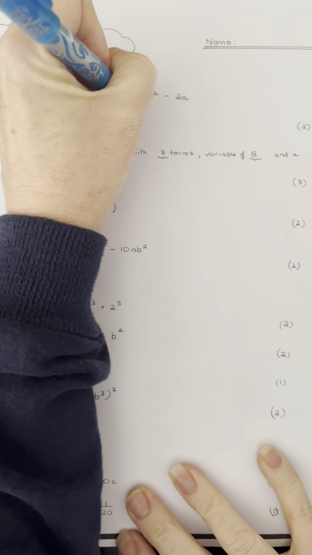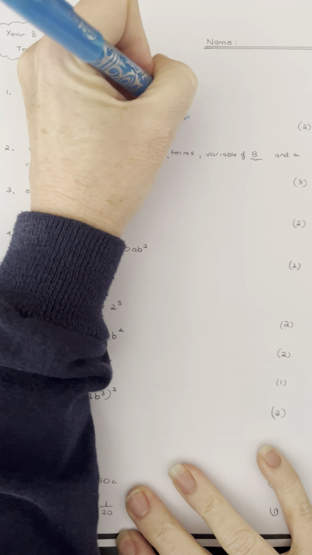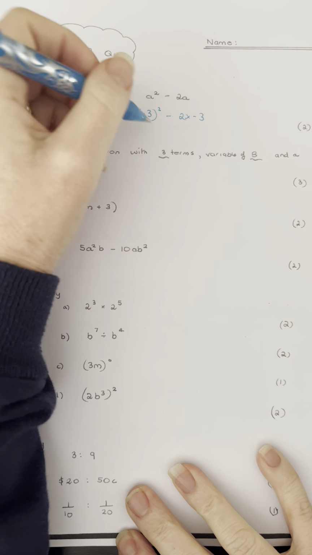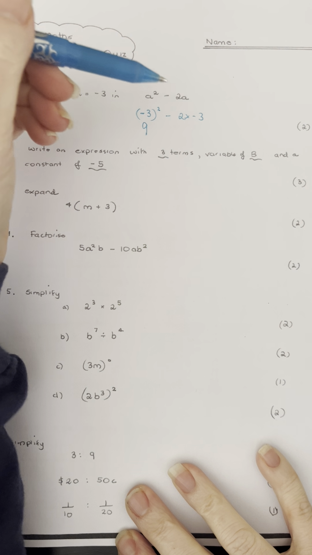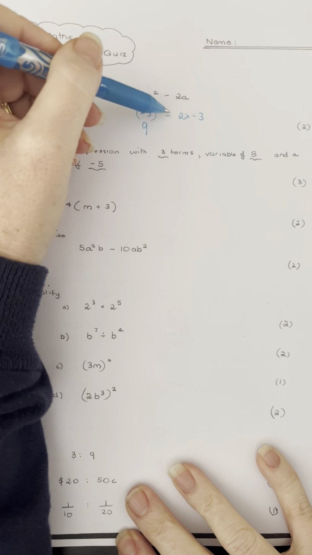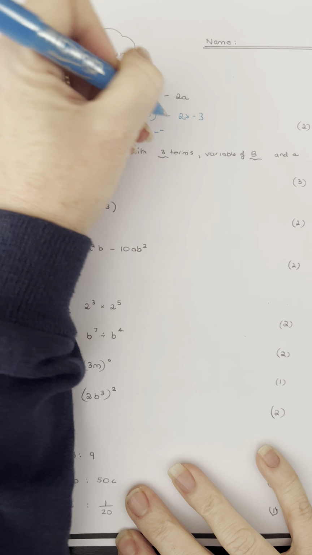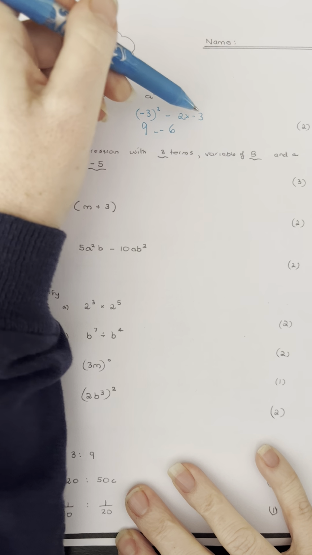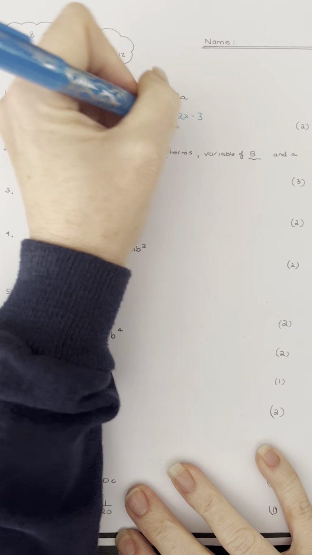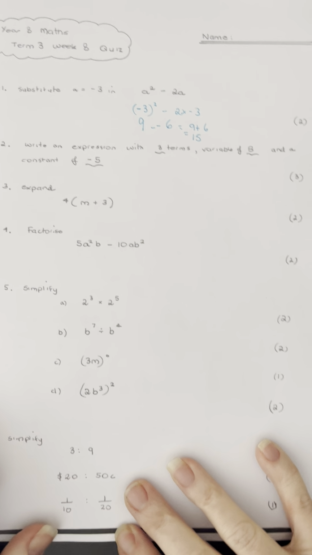So I'm going to have to do -3 squared, and I'm taking away 2 times -3. Now -3 squared is 9, and it's going to be positive 9 because -3 times -3 is positive 9. Now I'm subtracting a negative here, so I've got subtract -6 because 2 times -3 is -6. That's going to become 9 plus 6, which is 15.